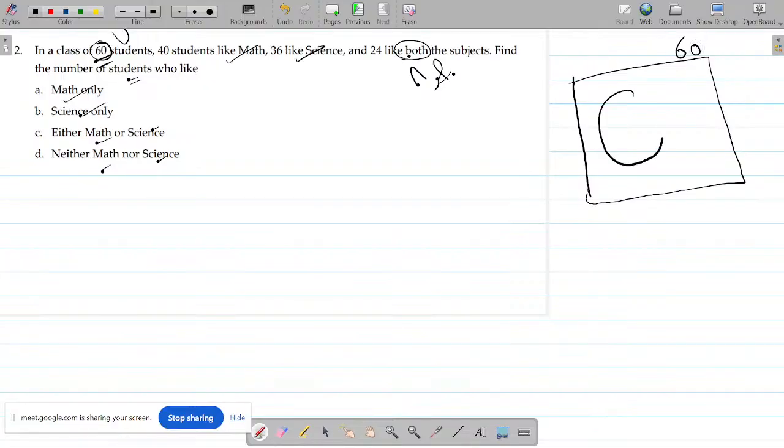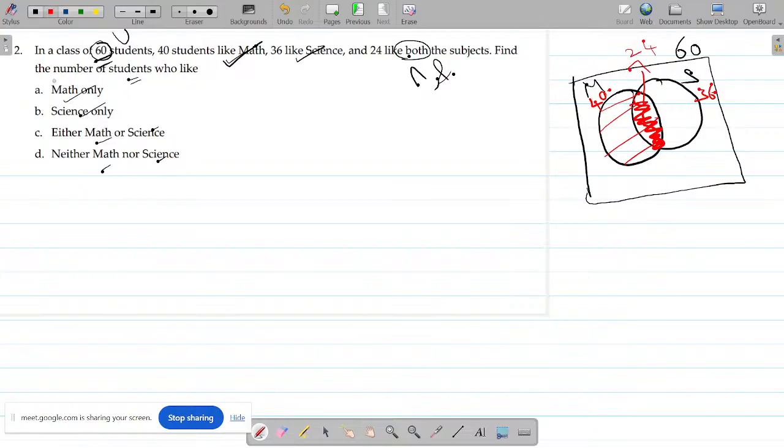This is your math. This is your science. 40 students like math, so this full circle is math, totally 40. Let me write it outside the circle. They talk about science, 36. And this common region, which I'm just scribbling here, this is 24.